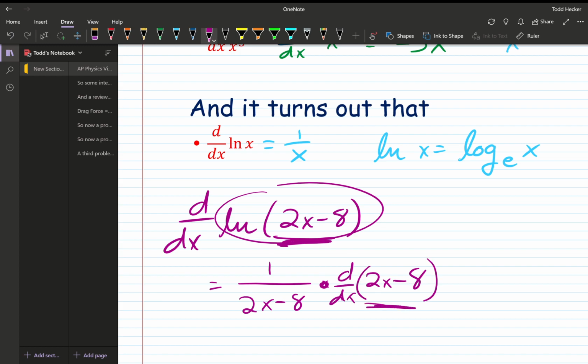Okay, and the derivative of that is 2, right? So you get 1 over 2x minus 8 times 2, which you could just write as 2 over 2x minus 8, and then you could simplify it, right? Okay, so that is a thing that you need to know, okay?